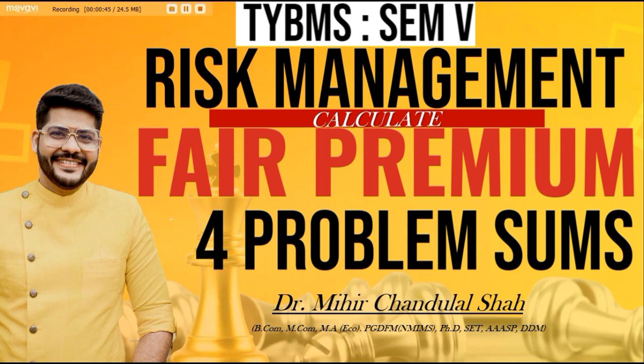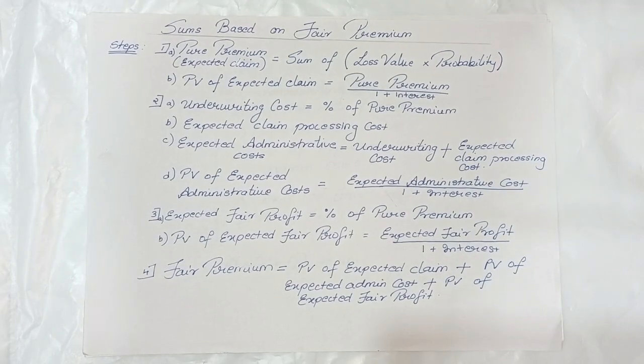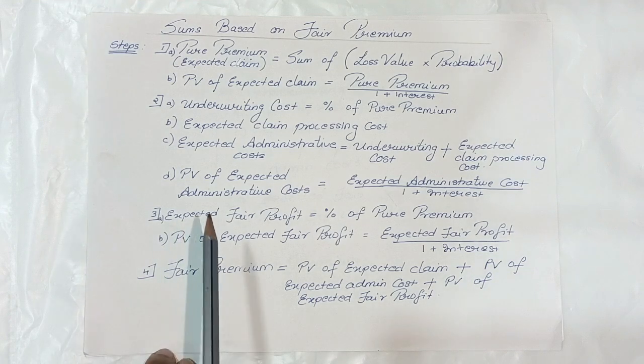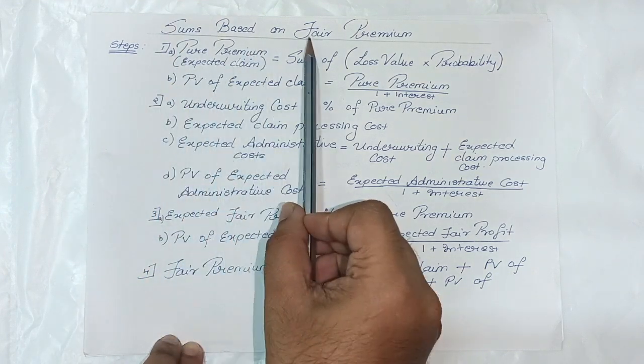Also, along with that, we will first be noting down the format and the formulas in order to solve sums based on fair premium. Now this is the format that you need to note down somewhere. This is the format in which we will be solving each and every sum based on fair premium. So let us see what are the various steps and what is the procedure in order to solve this particular sum. So I've written here that this is the sum based on fair premium.